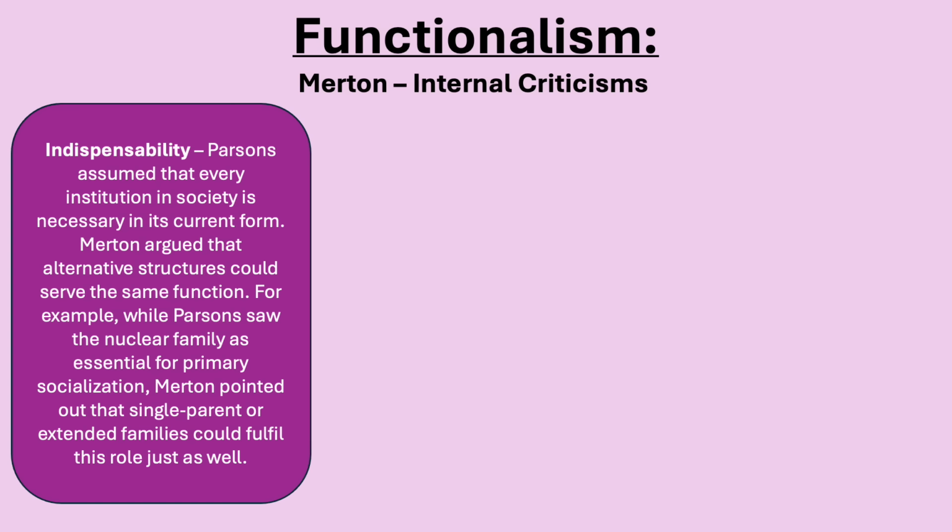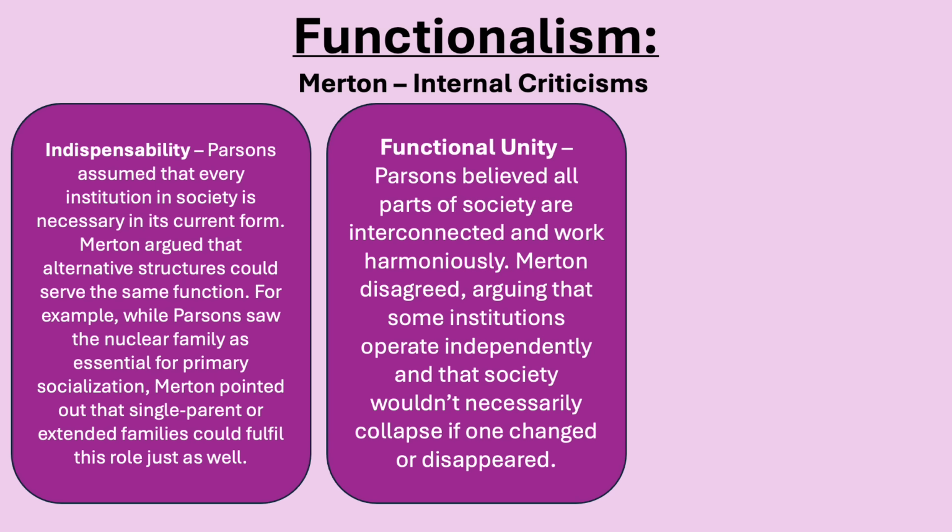For example, while Parsons saw the nuclear family as essential for primary socialisation, Merton pointed out that single-parent families or extended families could fulfil this role just as well. The second criticism being functional unity. Parsons believed that all parts of society are interconnected and work harmoniously. Merton disagreed, however, arguing that some institutions operate independently and that society wouldn't necessarily collapse if one changed or disappeared.